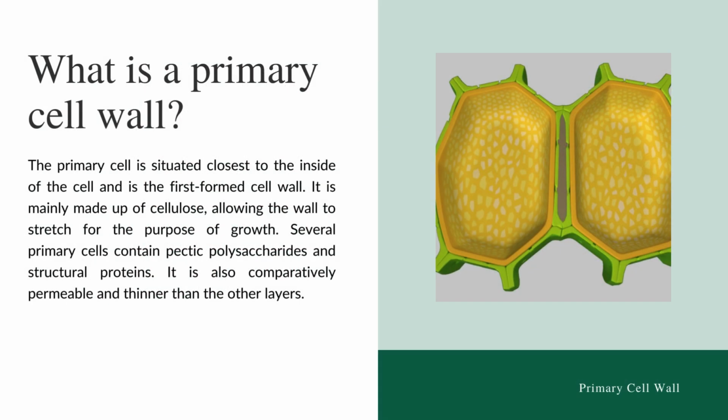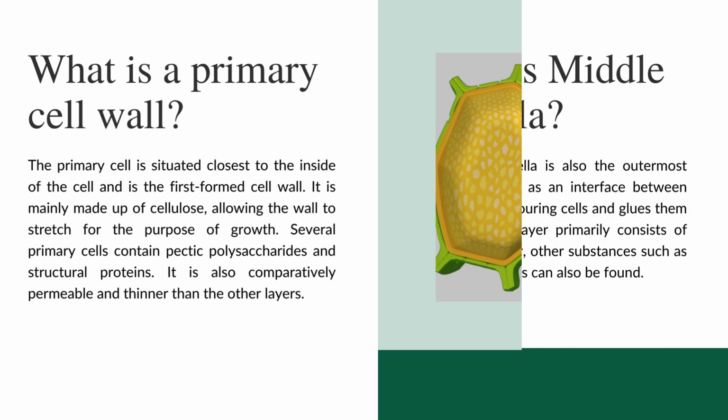Primary cell wall. The primary cell wall is situated closest to the inside of the cell and is the first formed cell wall. It is mainly made up of cellulose, allowing the wall to stretch for the purpose of growth. Several primary cell walls contain pectic polysaccharides and structural proteins. It is also comparatively permeable and thinner than the other layers.